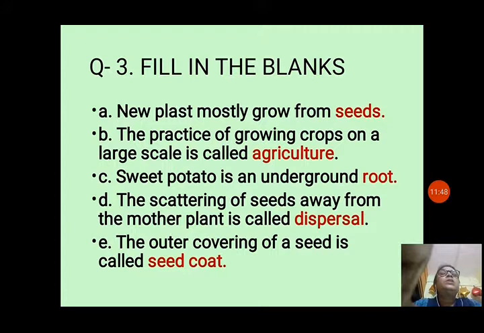Third, C: sweet potato is an underground root. Sweet potato is a root. The scattering of seeds away from the mother plant is called dispersal. The outer covering of a seed is called the seed coat, which protects the seed from any damage.